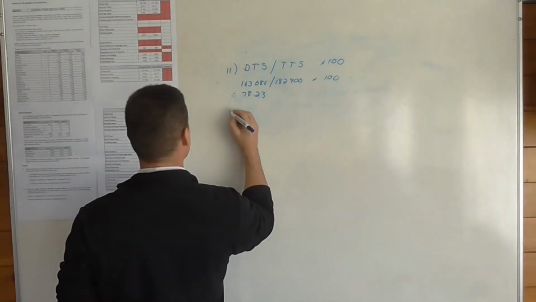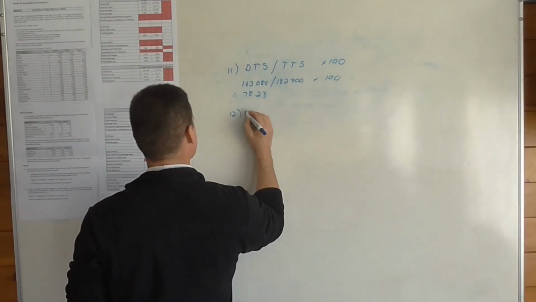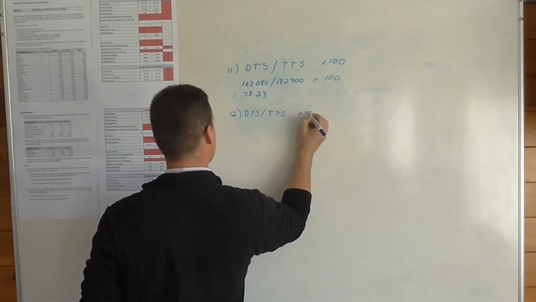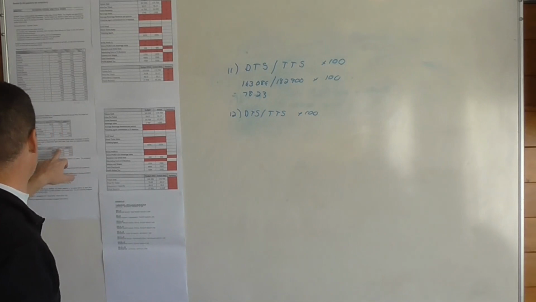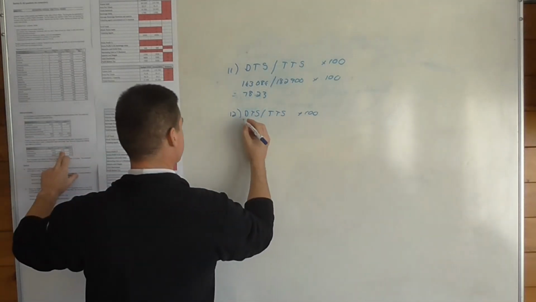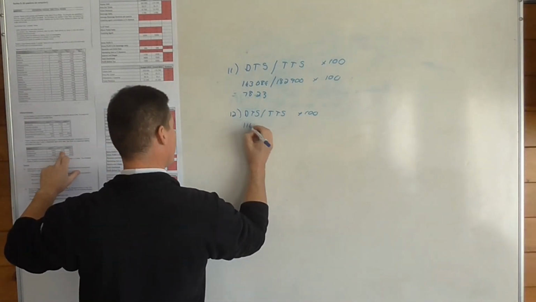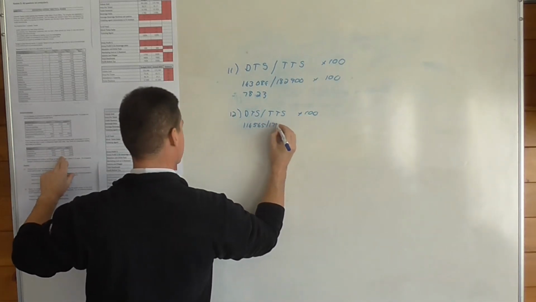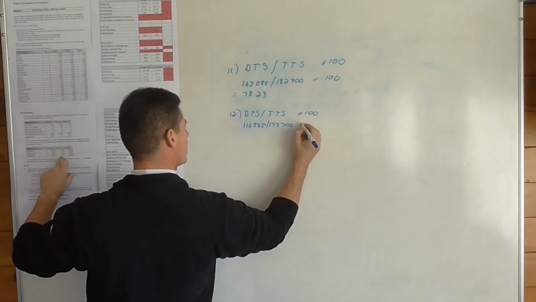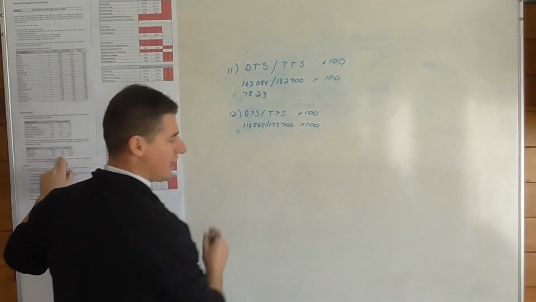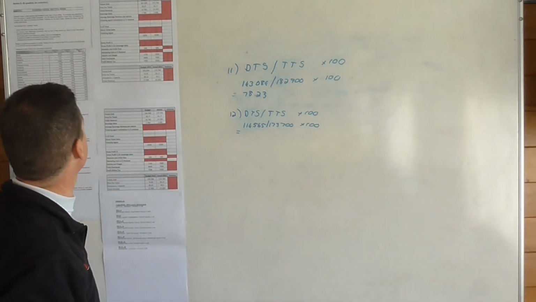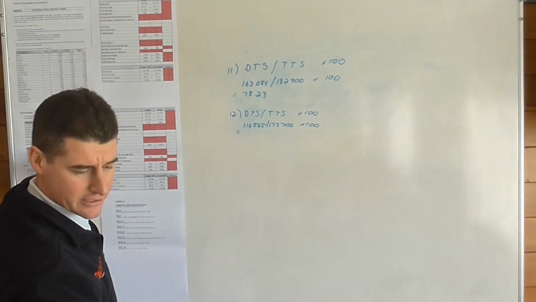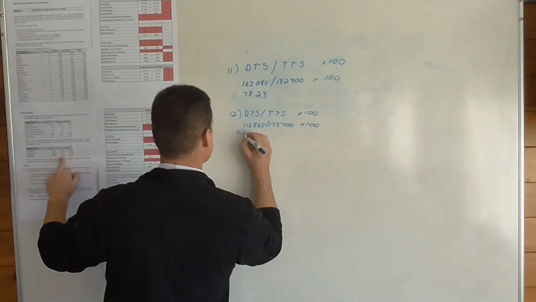Okay. So let's do the actual now. That is number 12. Again, it's your direct ticket sales divided by total ticket sales times 100. So now that's under the actual. So that's 114,565 divided by 173,700 multiplied by 100. So that is what? Number 12. 114,565. Yeah, that's right. 65.96.